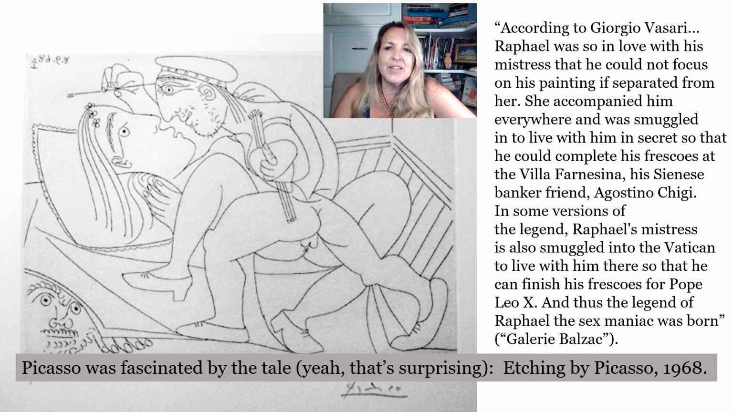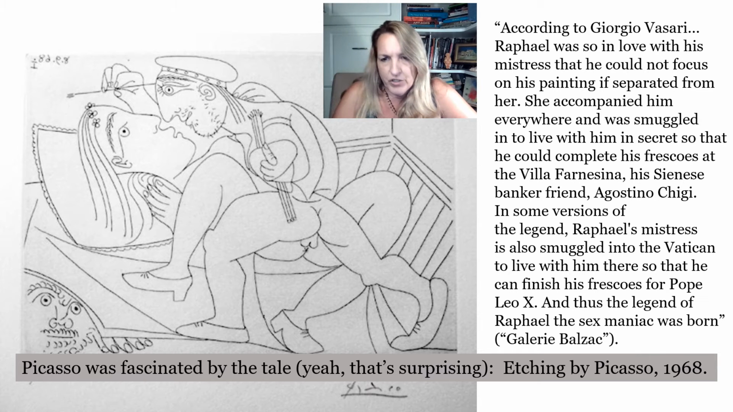So he was so in love with his mistress he could not focus. She accompanied him everywhere and was smuggled in to live with him in secret so he could complete his frescoes at the Villa Farnesina. His Sienese banker friend Agostino Chigi was the one that aided this.